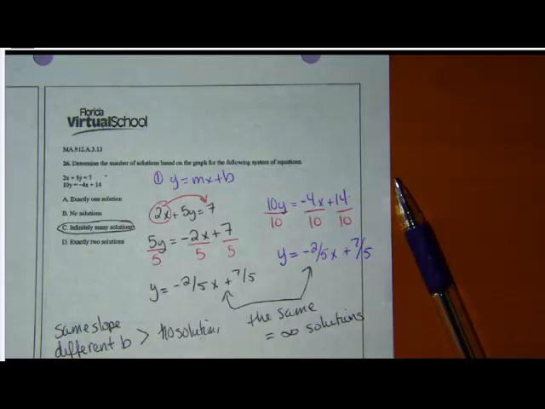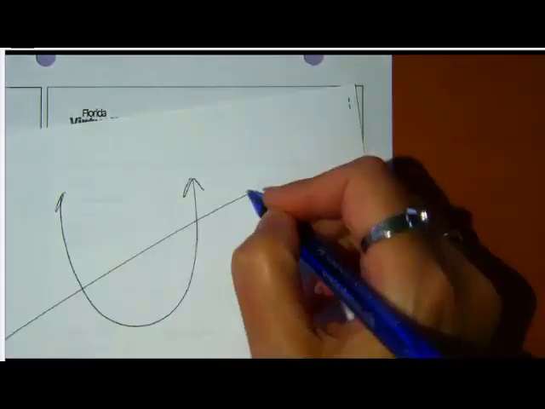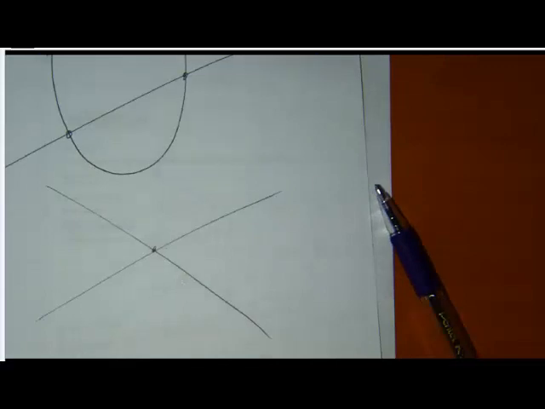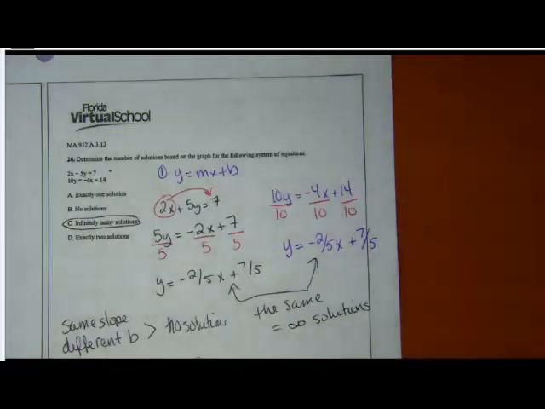You will never have two on these. The only way you end up with two solutions is if you get like a quadratic and a line intersecting. But anytime two lines intersect, they can only intersect at one place. And a system of equations like this is just two lines that are crossing each other somewhere.